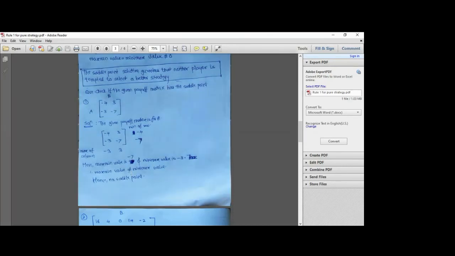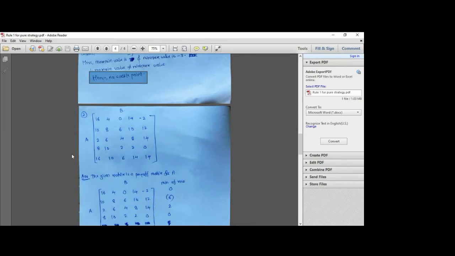So -4 and -3 are not equal, and hence this particular game does not have any saddle point, and hence it is a mixed strategy game. We are going to learn about the mixed strategy towards the end of game theory. Now we are only going to talk about the pure strategy, but just remember the name. If there is no saddle point, that means the game is of mixed strategy.